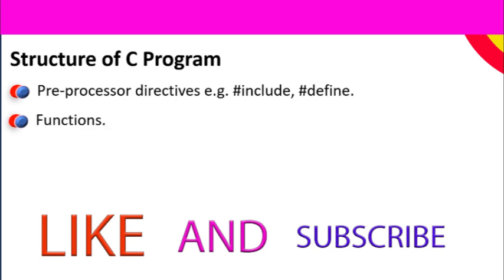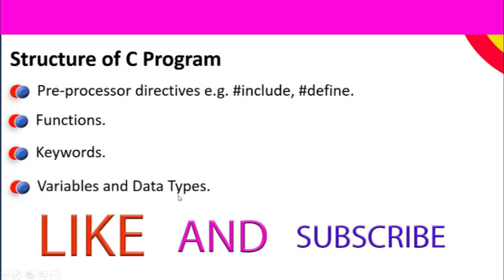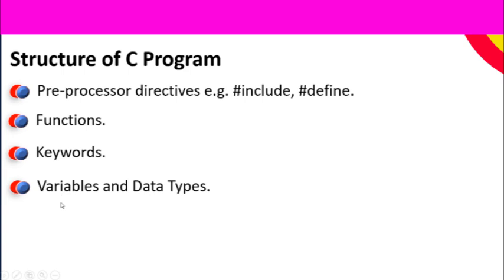Then, we shall also, in our program, have what we call functions. You will understand what functions are. We also have what we call keywords. Clearly, we shall understand what the keywords are. Then, we have variables and data types. And finally, we have character symbols.